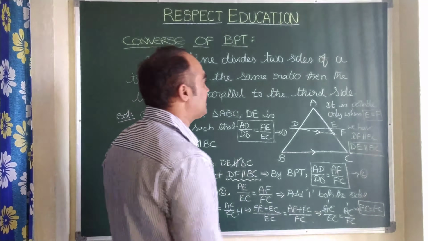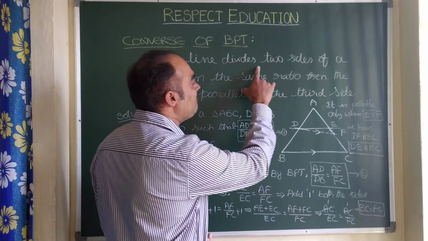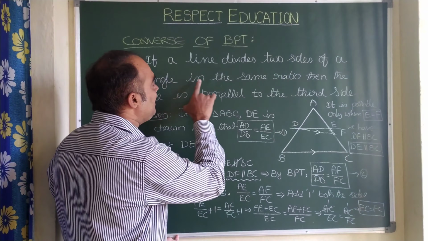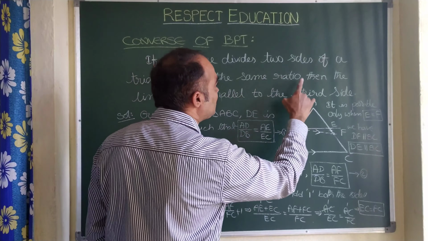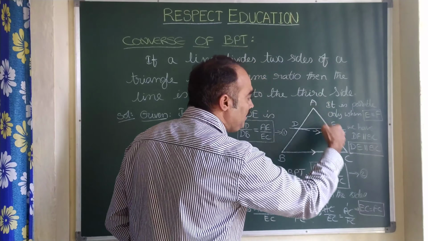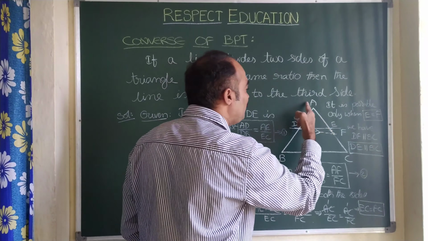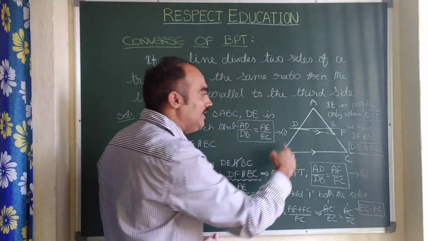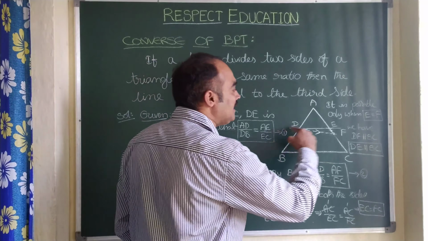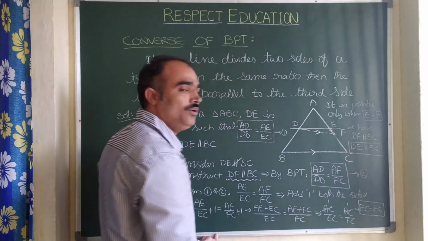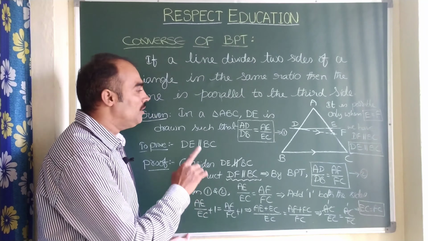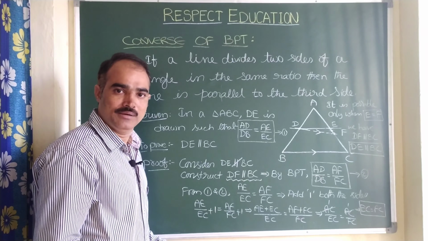So finally we can say that if a line divides two sides of a triangle, that means AB and AC, in the same ratio, that means if AD by DB is equal to AE by EC, then we can say clearly DE is parallel to BC. This is called the converse of the basic proportionality theorem.